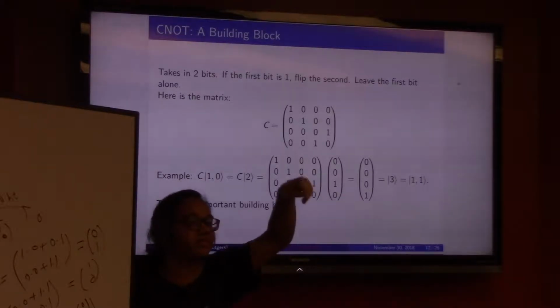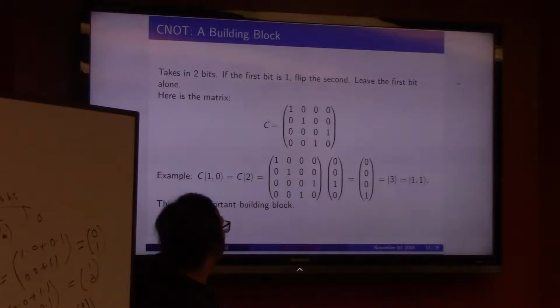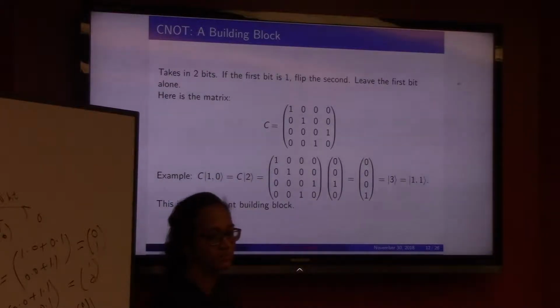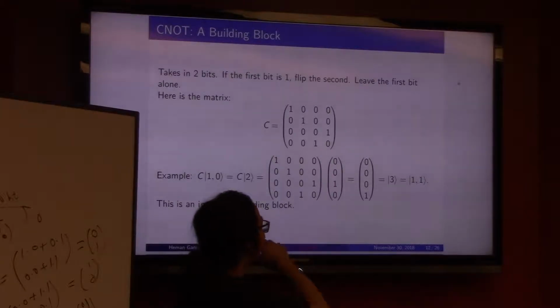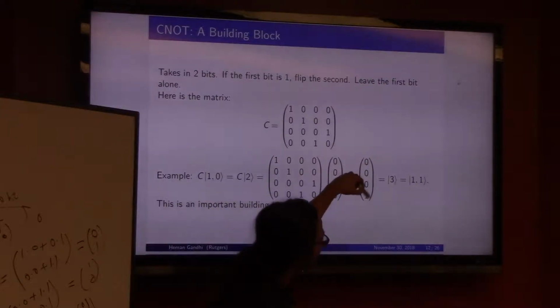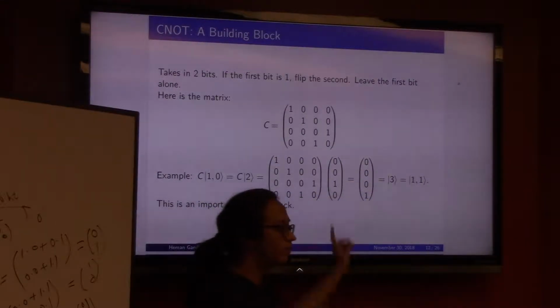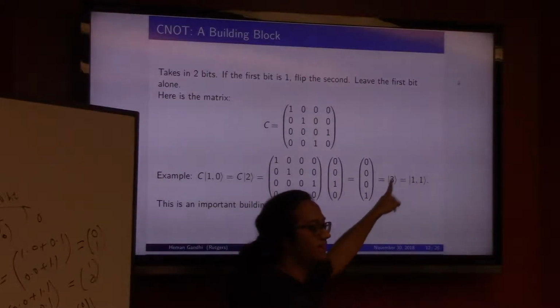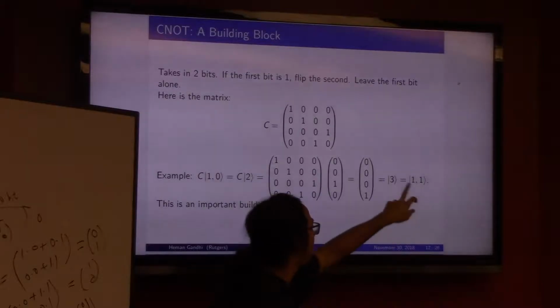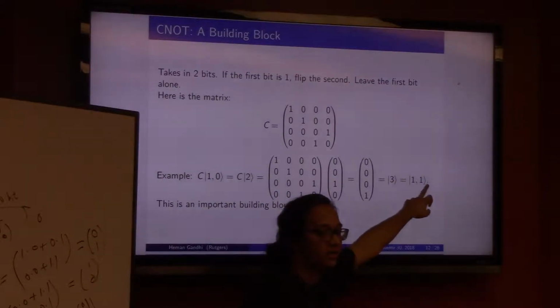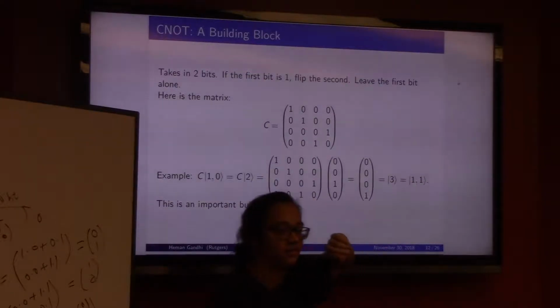Sorry, is that tensor for the 2 and the C? No, this is matrix vector multiplication, because this ket becomes a vector. It's also called a ket. So I get out this vector. Then I can use the mnemonic again because I'm lazy, and I know that's a 3 because the third position is the only one. Then I look at the binary representation, and I get 1, 1.